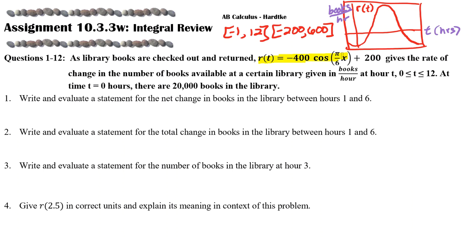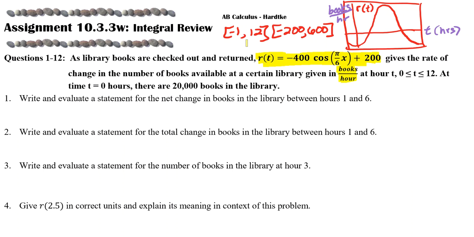So this function, and I think you'll want to put that in your calculator to use throughout problems 1 through 12, that's the rate of change in the number of books available at the library. So the rate of change in books per hour. So notice that this is already a rate of change. It is not the number of books in the library, it is the rate of change.